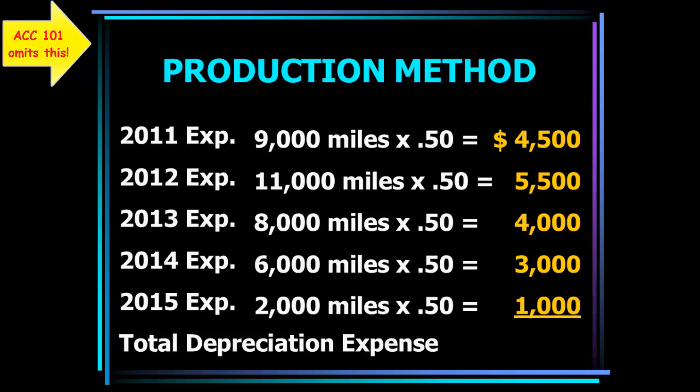In some years it's less than that. Why? Because we drove fewer miles. In total it adds back up to 18,000 though. Remember, with the straight line method, when we added up our 3,600 times the 5 years, it also added up to 18,000. The difference between the asset's cost and its residual.